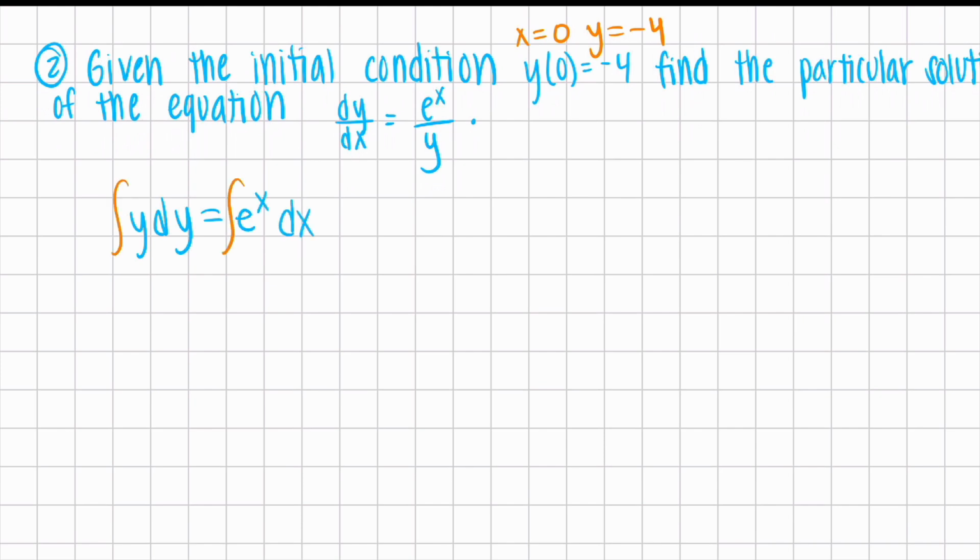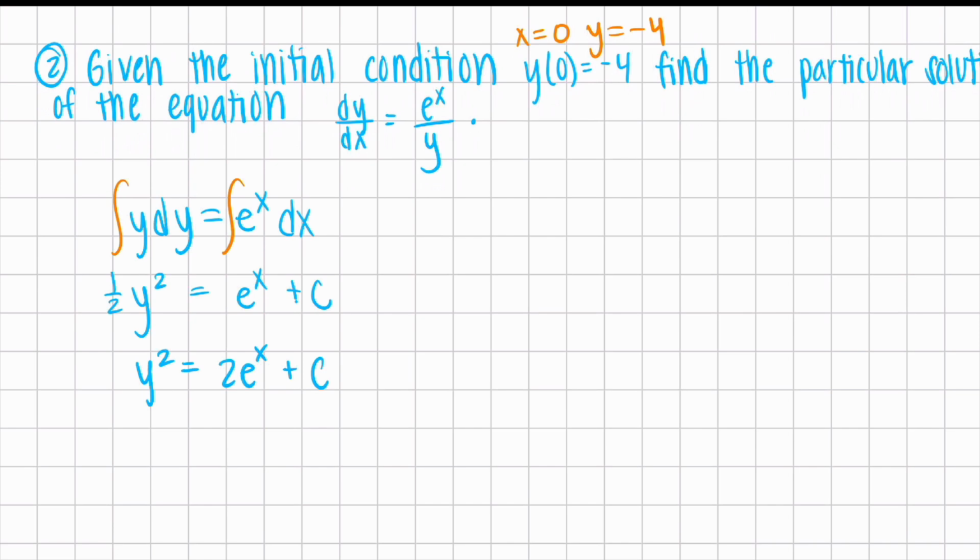Now that the variables are separated, we can integrate both sides. We get 1/2 y squared equals e to the x, and I'm going to put my c over on the right. Let's start solving for y. So I'm going to multiply both sides of the equation by 2. I get 2 e to the x on the right, technically plus 2c, but 2 times a constant is still just a constant. So I'm just going to leave this as a c.